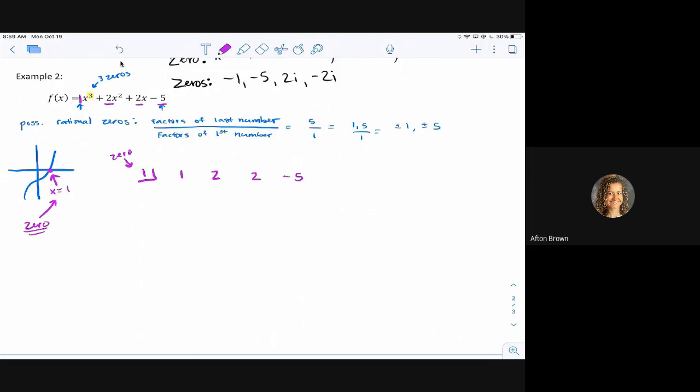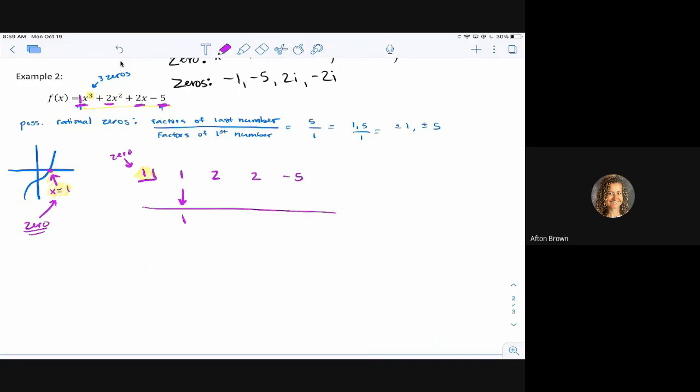Wait, so the 0 will replace the 1? The 0 goes in the box. It didn't replace anything, so whatever this number is, that number goes in the box. These numbers are just the numbers from the front: 1, 2, 2, and -5. You will always have one more number than your degree. So it's a degree 3 polynomial, and I have 4 numbers listed. If it skipped a power, you would have had to include a 0.